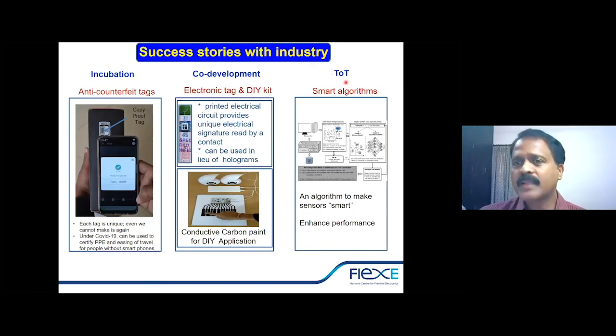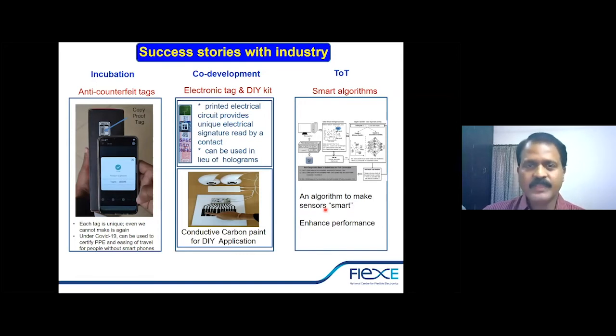Another example is by the transfer of technology. Again, we have transferred a technology algorithm to make sensors smart to a particular industry. So these are the success stories.